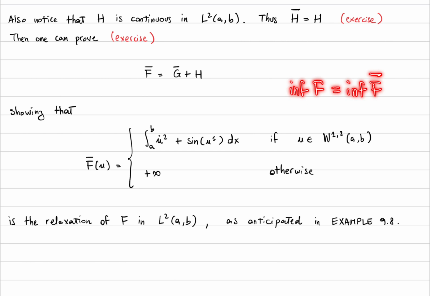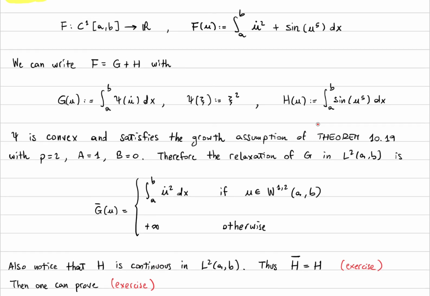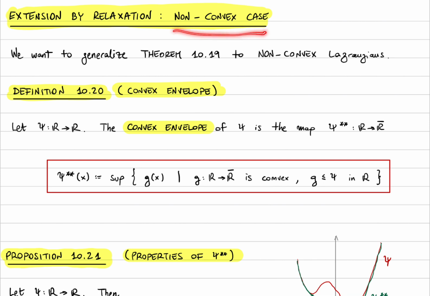the value of the minimum problem. Okay. So now we dealt with the case of integral functionals of this form, basically, where psi is convex. Now I just want to give you a statement of what happens in the case when psi is not convex, but still satisfies the growth assumption from below, which was the growth assumption here: a times absolute value of xi to the power of p, minus b. And this is what I want to do in the next section: extension by relaxation in the non-convex case.